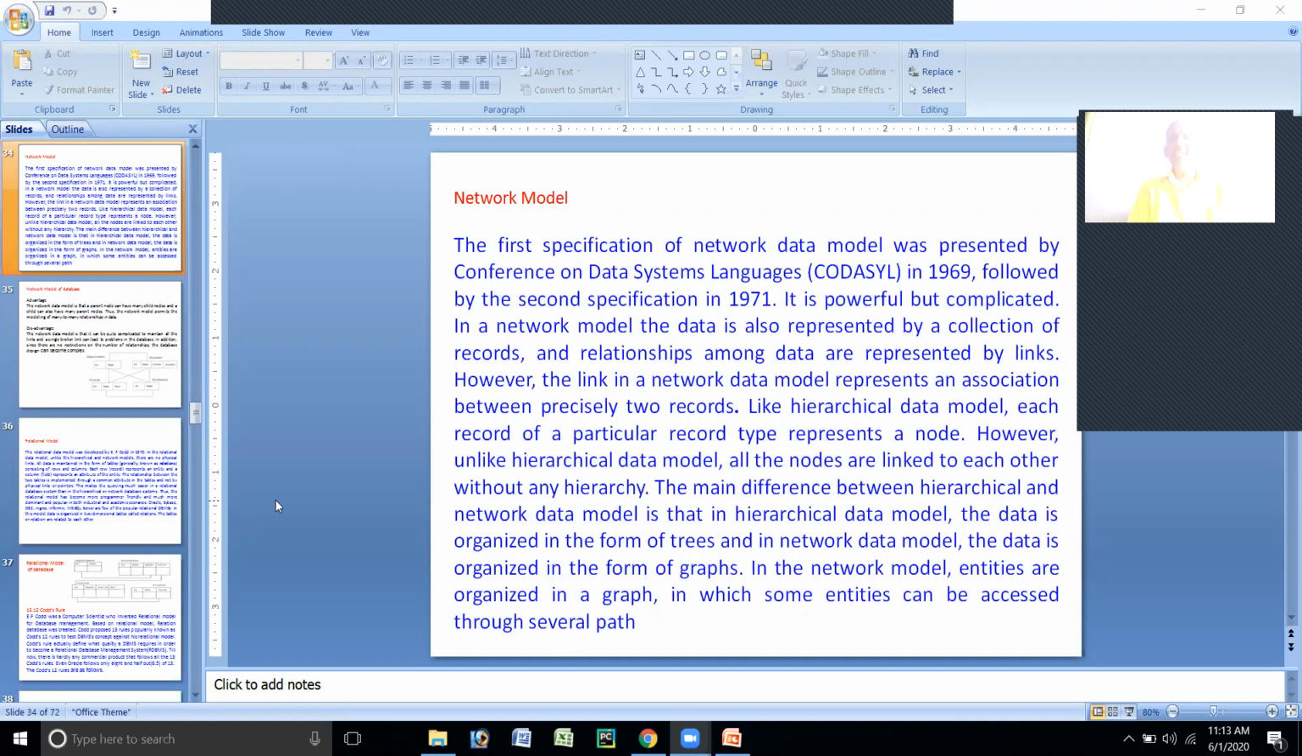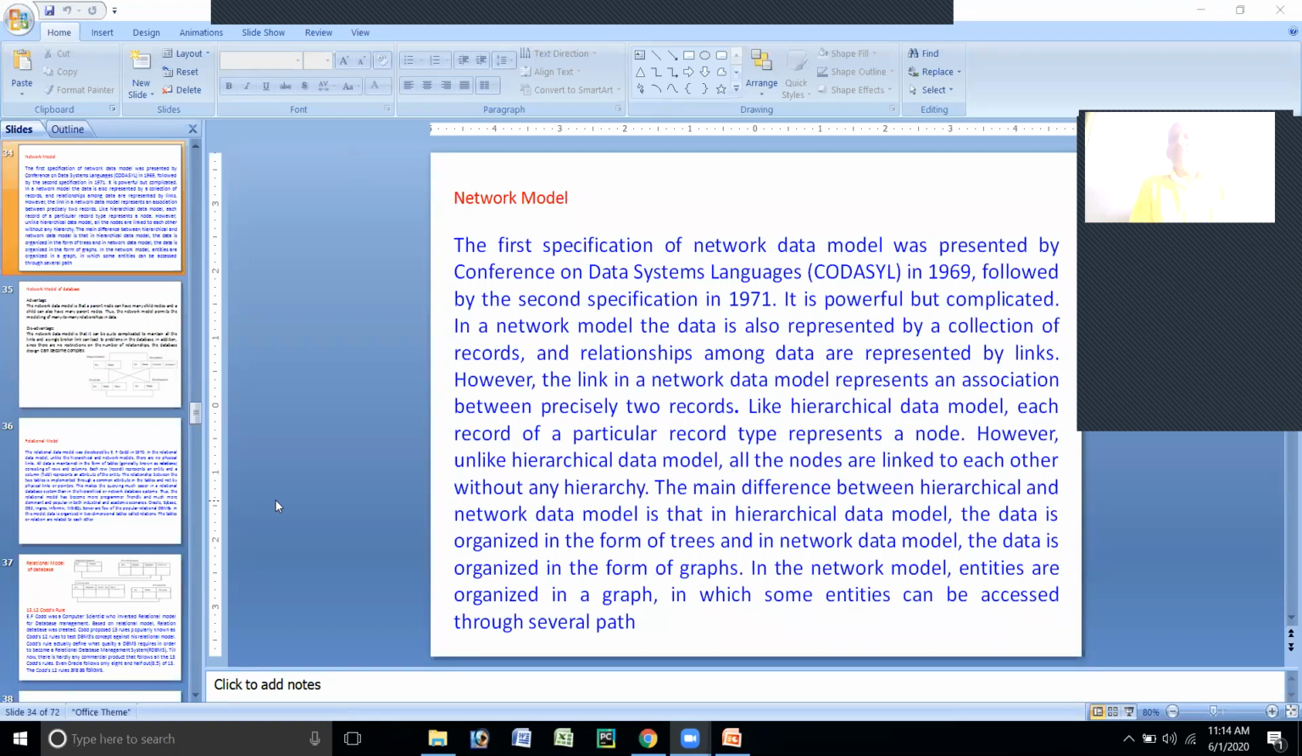This was followed by the second specification in 1971. The first specification was presented in 1969, and the second specification was given in 1971. It means you have to remember that the first model was presented in 1969 by CODASYL, and the second was given in 1971. It is powerful but complicated. Here we are comparing hierarchical versus network. This is powerful but complicated.